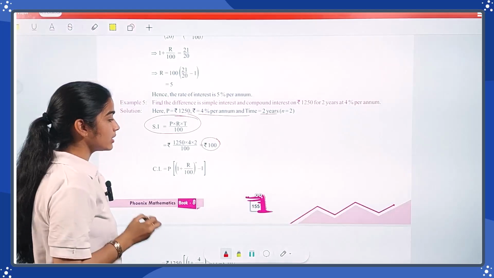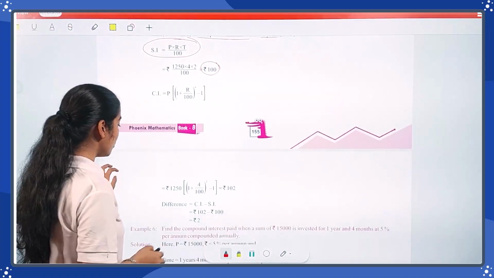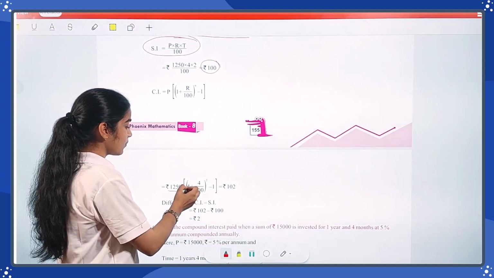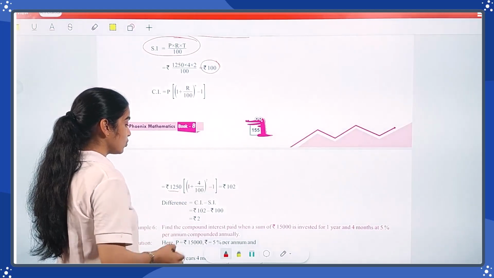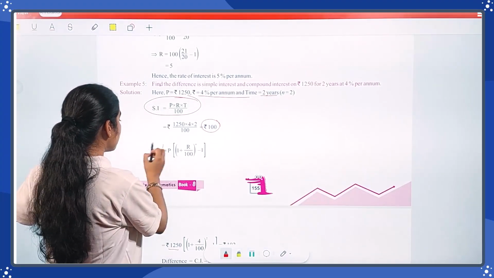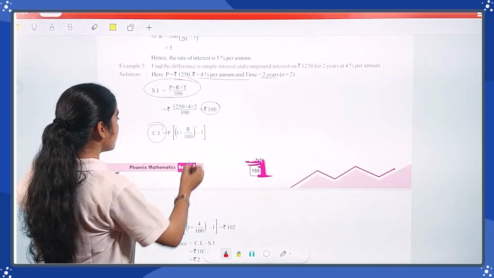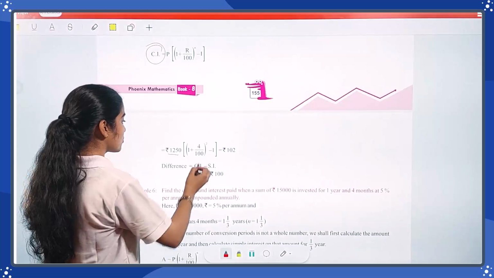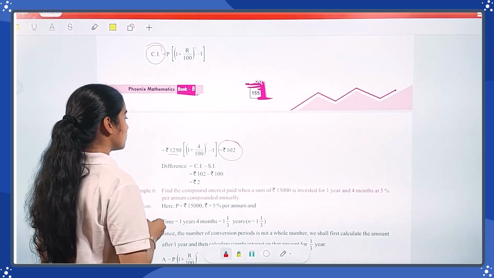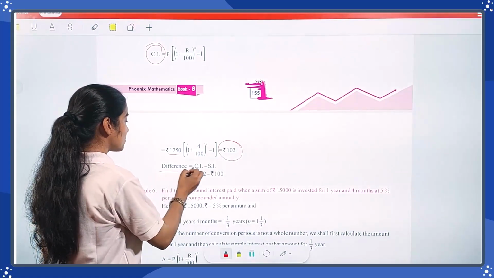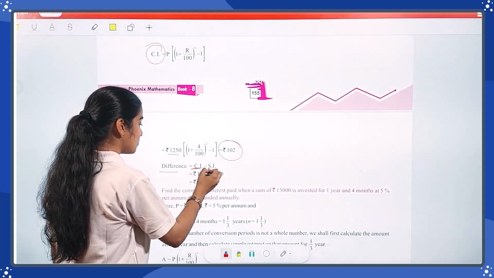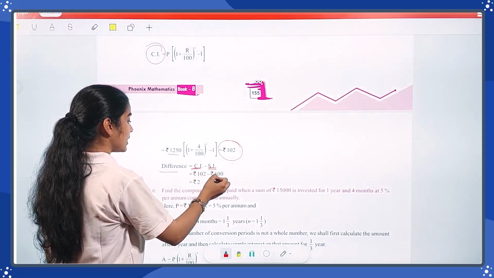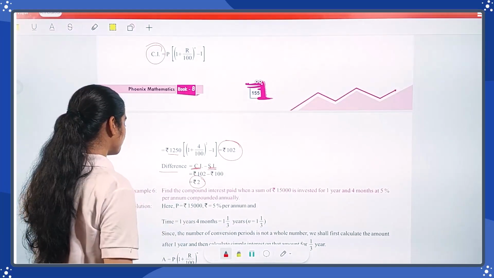Now you have to calculate the compound interest on the same value. So principal 1250, 1 plus 4 by 100 and 2, which we have to find compound interest. And in compound interest formula, we have the same formula, but we have to minus 1. So at the end, we have the answer rupees 102. So difference between compound interest and simple interest is 102 minus 100, which is equal to 2.